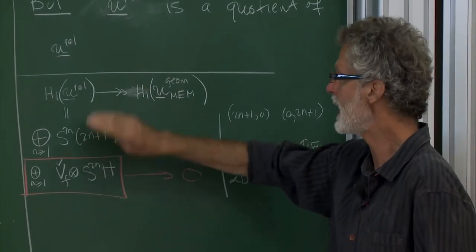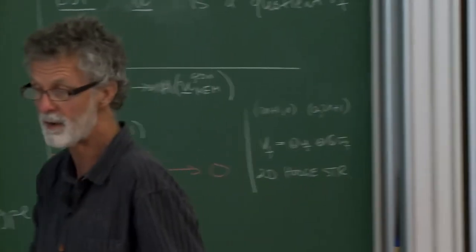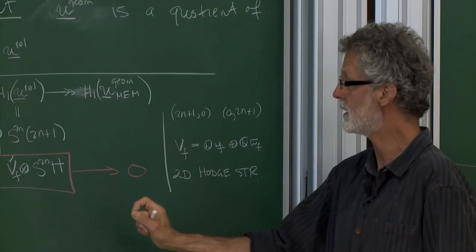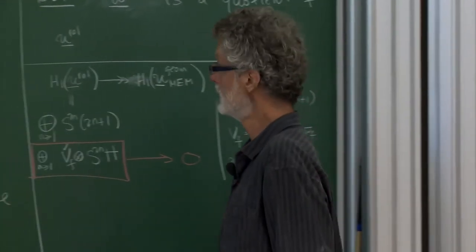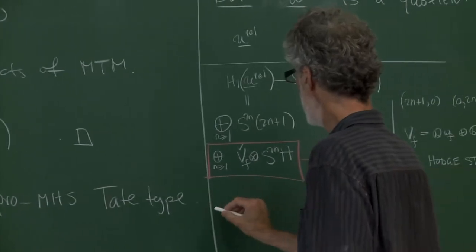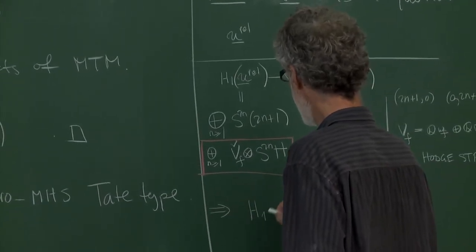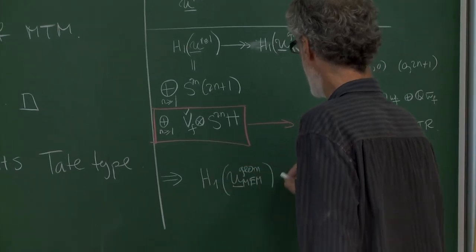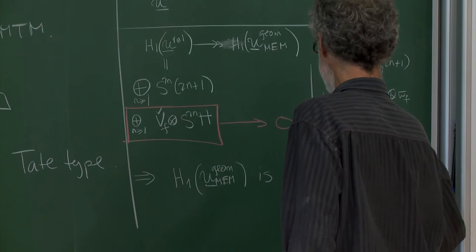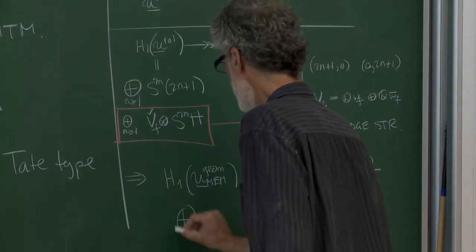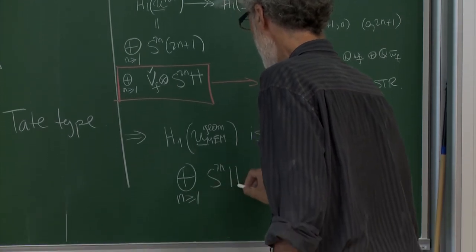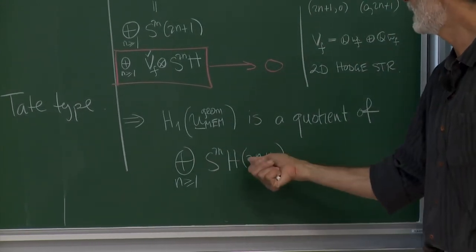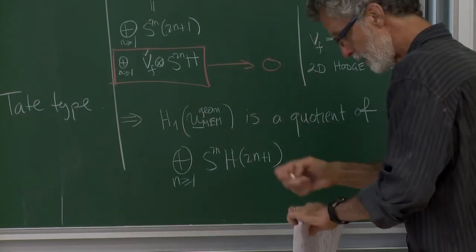And we've got to be careful because the H1 is not the canonical generators, but we have to use the fact that in the land of Hodge theory or the land of motives, the functors Gr^W and Gr^M are both exact. All right. So what does this imply? So this implies that H1 of U geom, the motivic guy here, MEM, is a quotient of the direct sum n greater than or equal to 1, S^{2n}H, H^{2n+1}. So we know the generators there. So it's generated by Eisenstein series.